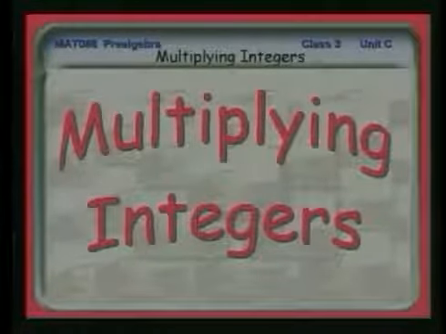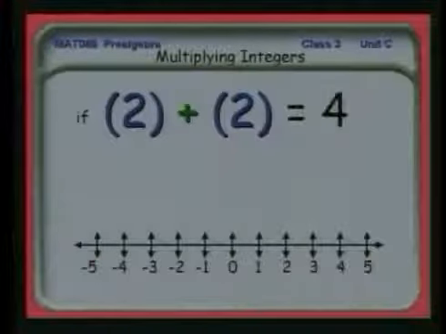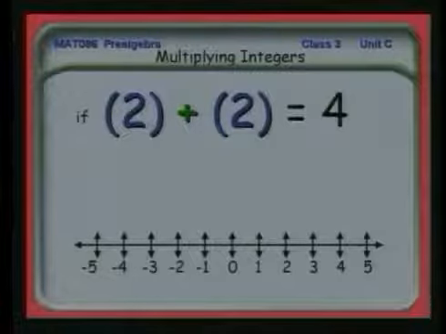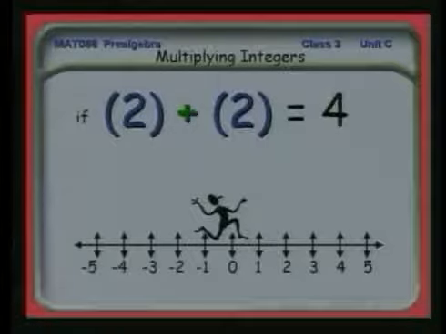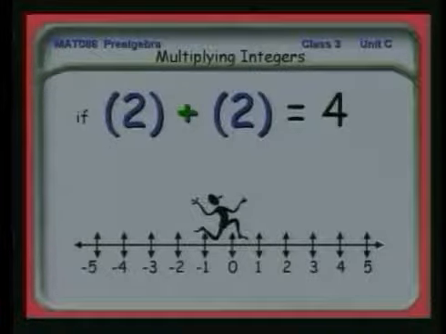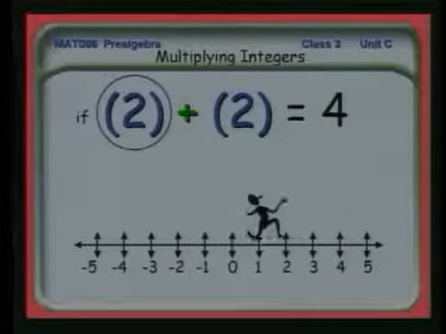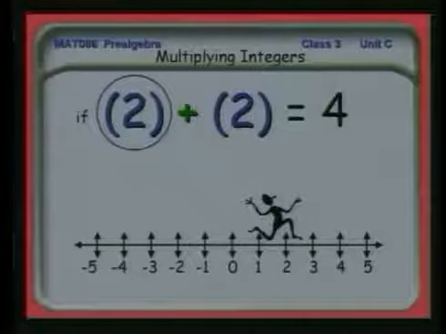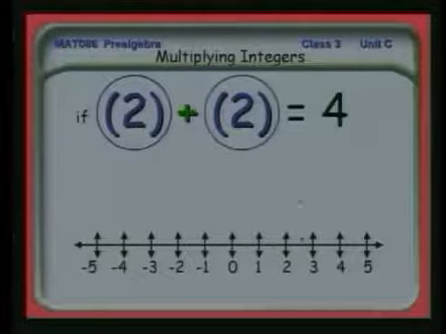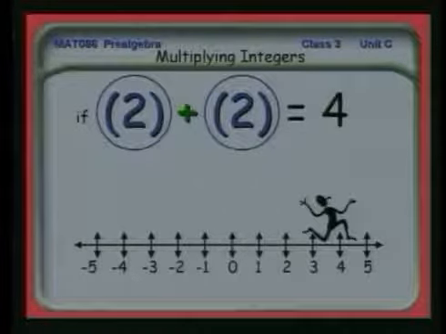Start looking at multiplying integers. Now, if we have 2 plus 2, we can think about that as a walk on the number line. Here's my little creature, character, whatever you will, and if I add 2, that person takes a little walk 2 to the right on the number line. If I add 2 more, the person is at 4.